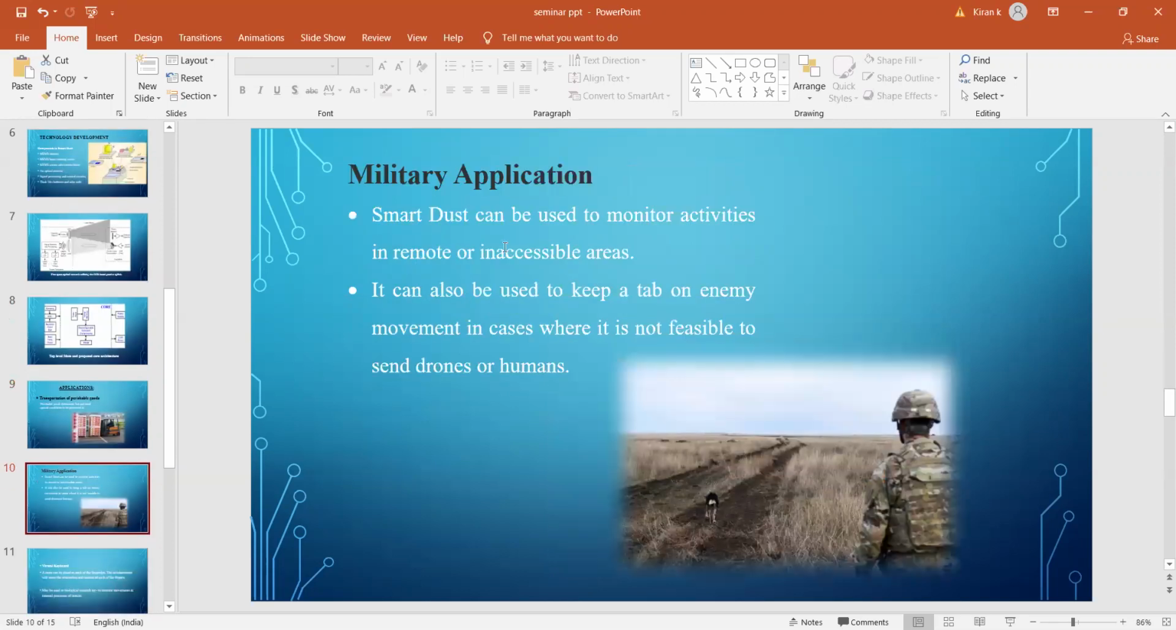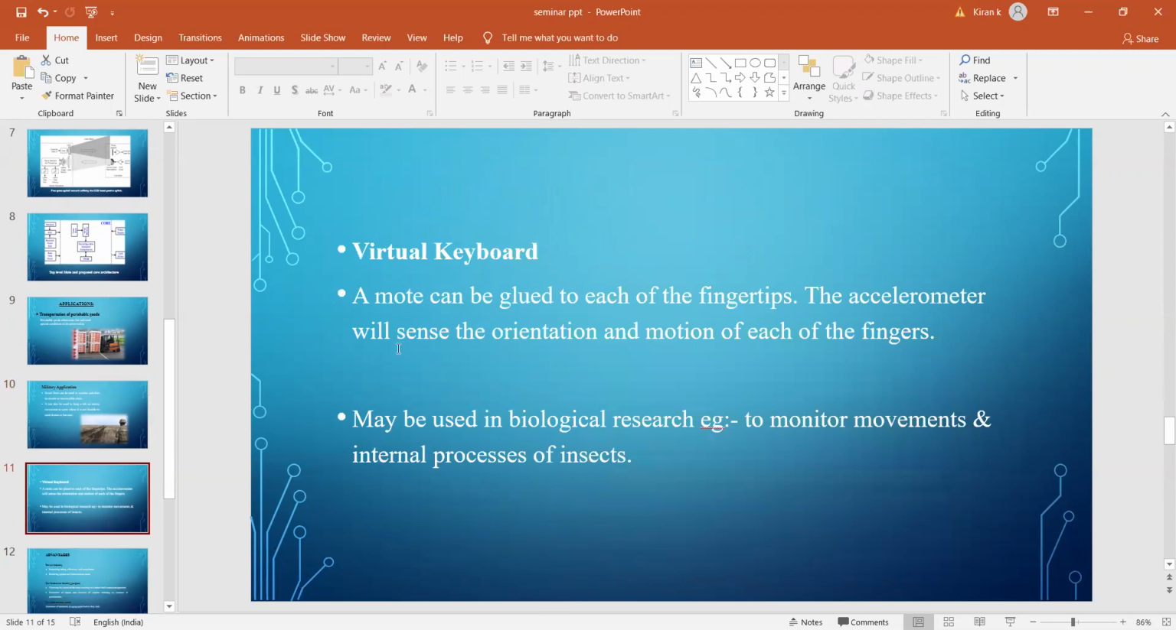Next, in military applications, Smart Dust can be used to monitor activities in remote and inaccessible areas. It can also be used to keep a tab on enemy movement in cases where it is not feasible to send drones or humans to look after the enemies. In a virtual keyboard, Smart Dust can be glued to each of the fingertips. The accelerometer will sense the orientation and motion of each of the fingers. It may also be used in biological research, such as to monitor the movements and internal processes of insects.